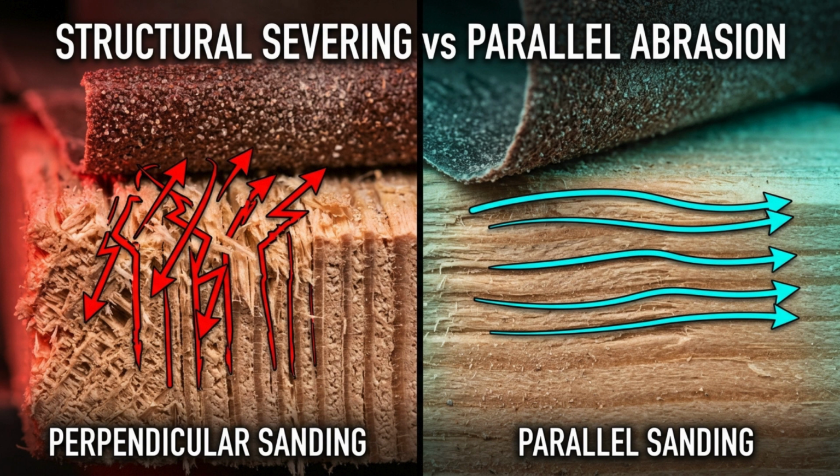Wood grain abrasion, structural fiber severing. Sanding across the grain uses harsh friction to violently chop and sever the biological cellulose fibers, leaving deep, permanent structural scars. You must sand parallel to the grain, utilizing microscopic abrasion to mathematically smooth the existing biological channels.